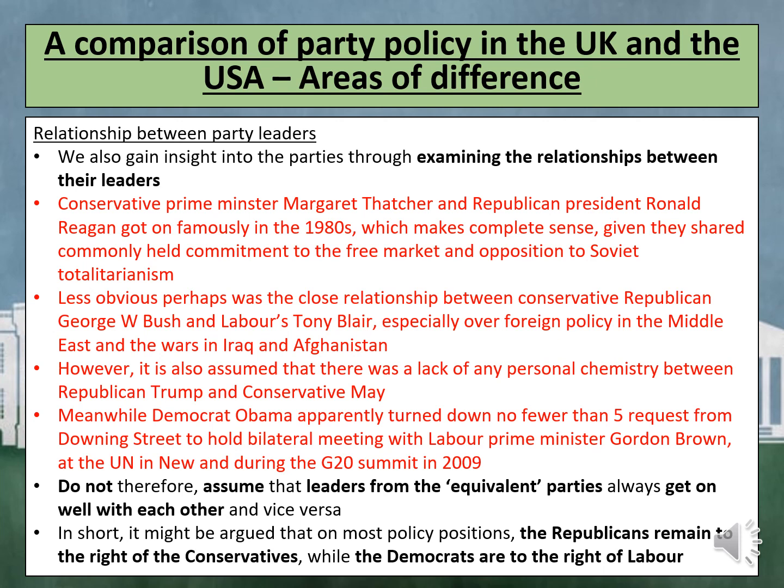In short, it might be argued that on most policy positions, the Republicans remain to the right of the Conservatives, while the Democrats are to the right of Labour. There is a fair amount of policy crossover, but also important differences. In the main, these reflect differences in the political culture and priorities of the two countries.